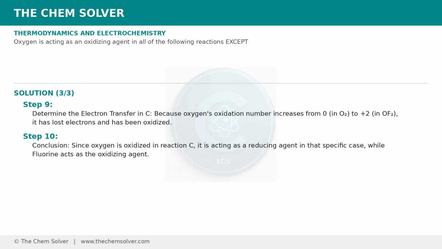Determine the electron transfer in C. Because oxygen's oxidation number increases from 0 in O2 to +2 in OF2, it has lost electrons and has been oxidized. Conclusion: since oxygen is oxidized in reaction C, it is acting as a reducing agent in that specific case, while fluorine acts as the oxidizing agent.